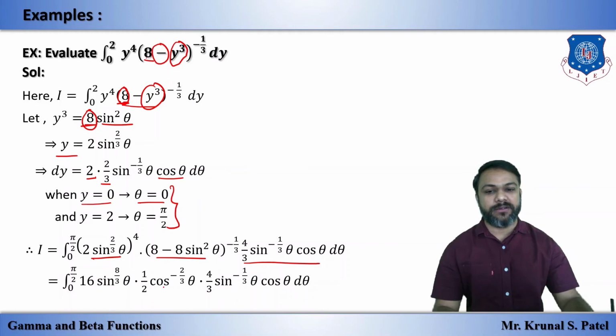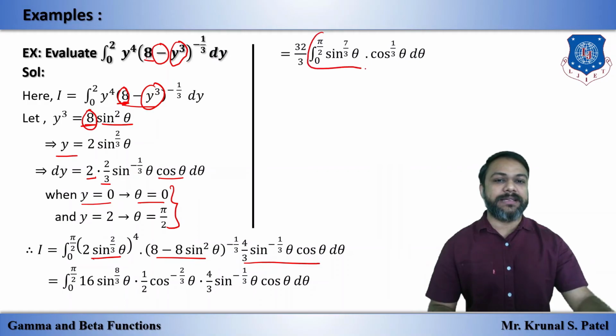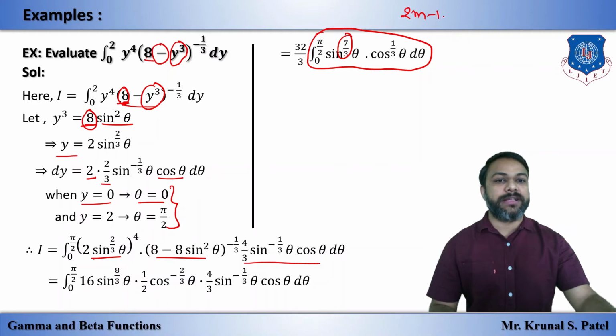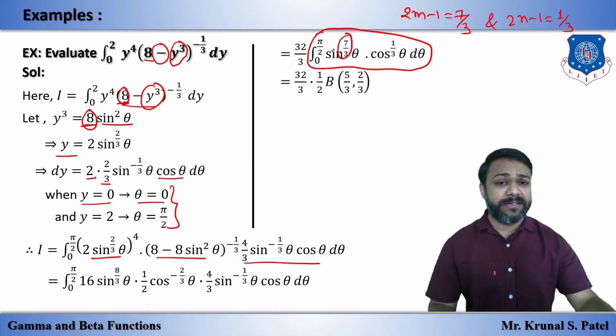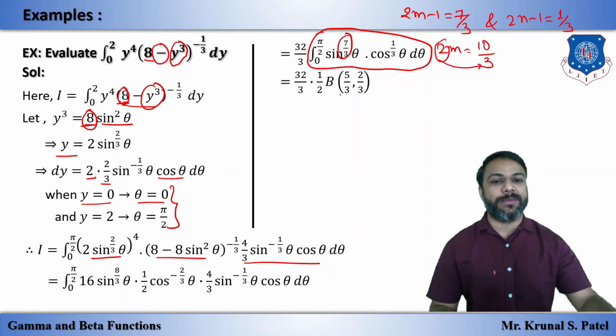By simplifying this, we have this term. By cancelling out and simplifying, we have this term. Now, after getting this, we have to compare, as I told, 2m minus 1 is equal to 7 by 3, and 2n minus 1 is equal to 1 by 3. So we have 7 by 3 plus 1, that means 2m is equal to 10 by 3. And if we take 2 to the right side, 2 goes to the denominator, so cancelling out we get 5 by 3. In a similar way here, we have 2 by 3.